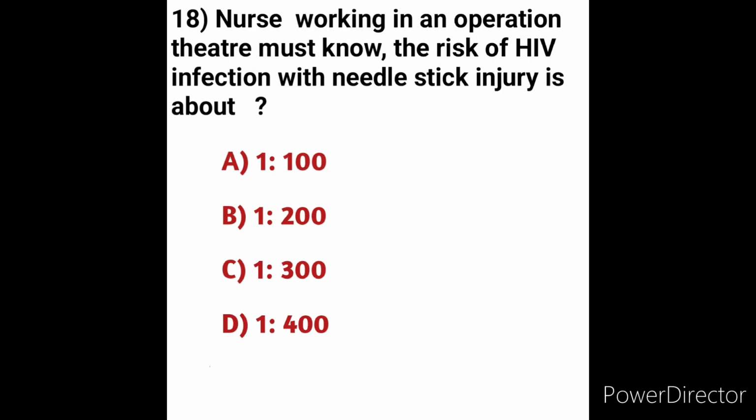A nurse working in an operation theatre must know the risk of HIV infection with needle stick injury is about. We will see the options. Option A 1 in 100, option B 1 in 200, option C 1 in 300, option D 1 in 400. The risk of HIV infection with needle stick injury is about 1 in 300. So option C is the correct answer.